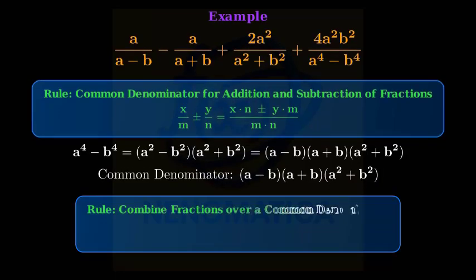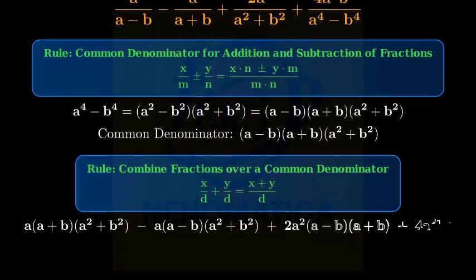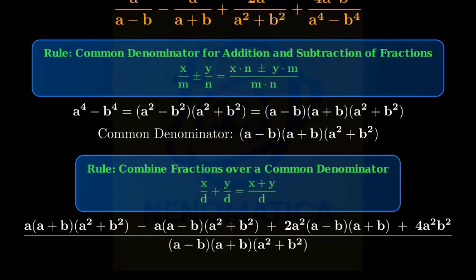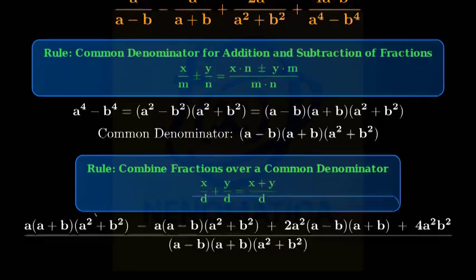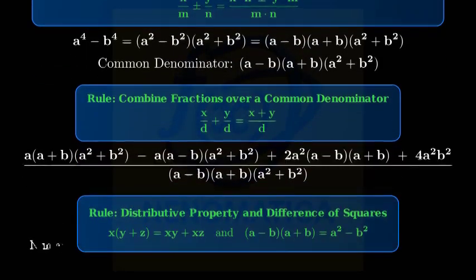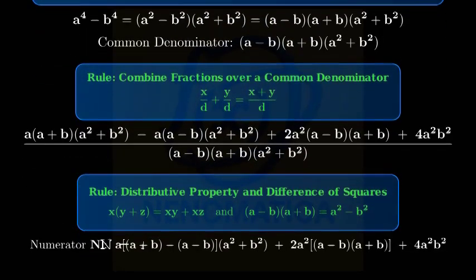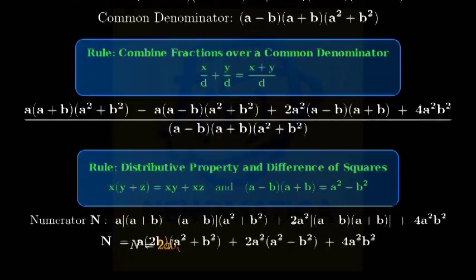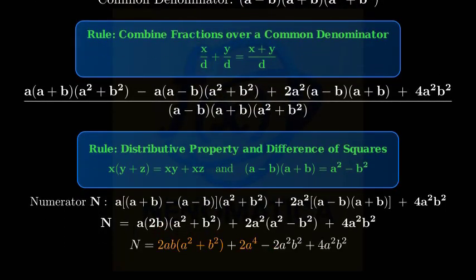We now combine them as a single fraction. To simplify the numerator, we can either expand and combine like terms or factor smartly before expanding too much. Notice the first two terms both have a times a squared plus b squared, and the third term has a minus b times a plus b, which equals a squared minus b squared. Let's use these observations to reduce the work.